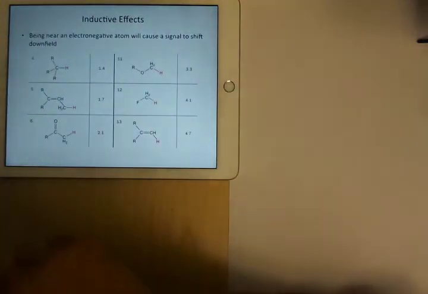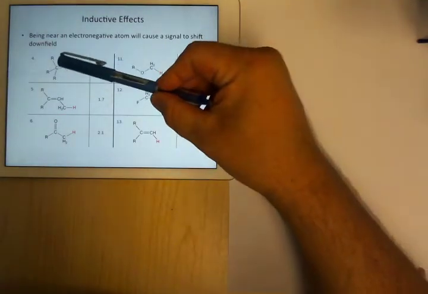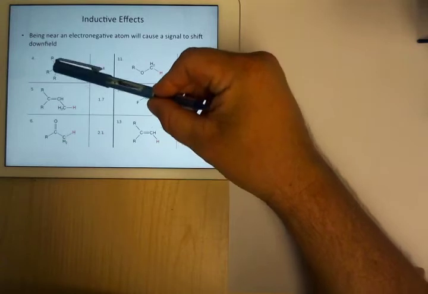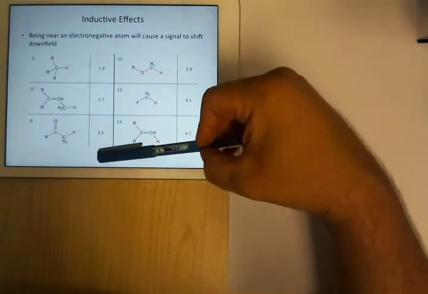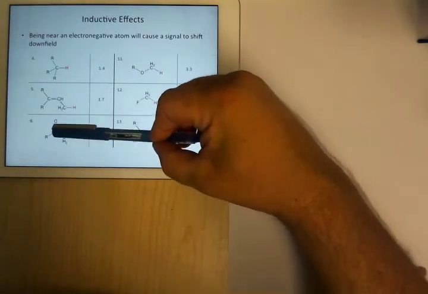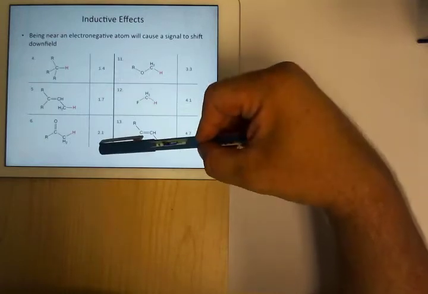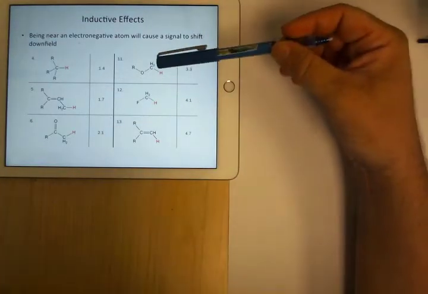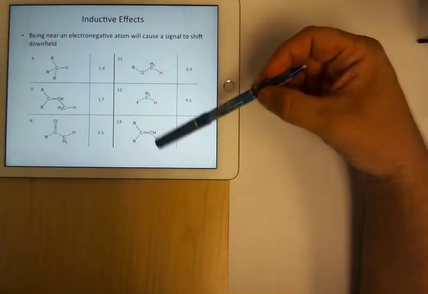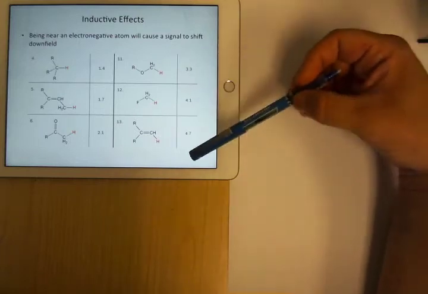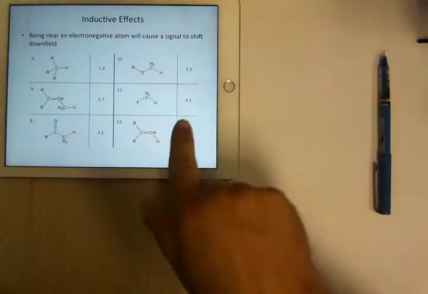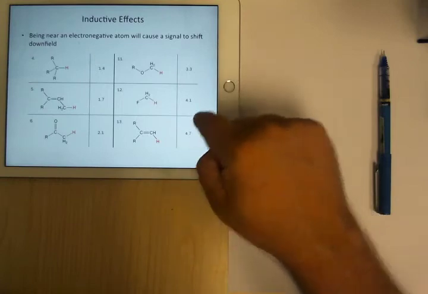So you do get what are called inductive effects. As you're starting to get more electronegative things on there, that number goes up, right? A carbon-carbon double bond versus a carbon-oxygen double bond is going to push that further downfield to a higher number. So the more electronegative things you have, the further downfield it shifts, to a higher number.